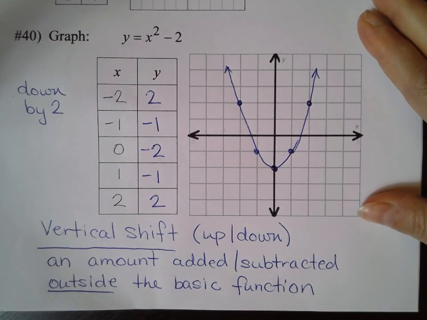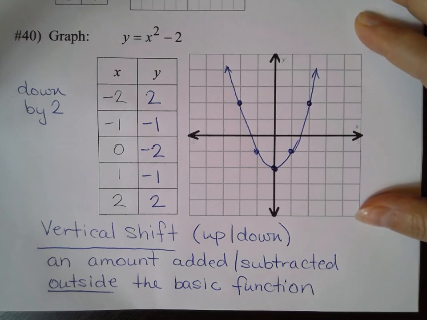Okay, so that -2 is outside of the x squared. It's sort of tacked on to the end. And so when it's on the outside, it's going to be a shift up or down. And the up or down shift is just like we would expect it to be, right? A -2 that we have in this example shifted it down. If it were a +2, it would have shifted it up. Okay, so you can kind of predict that.